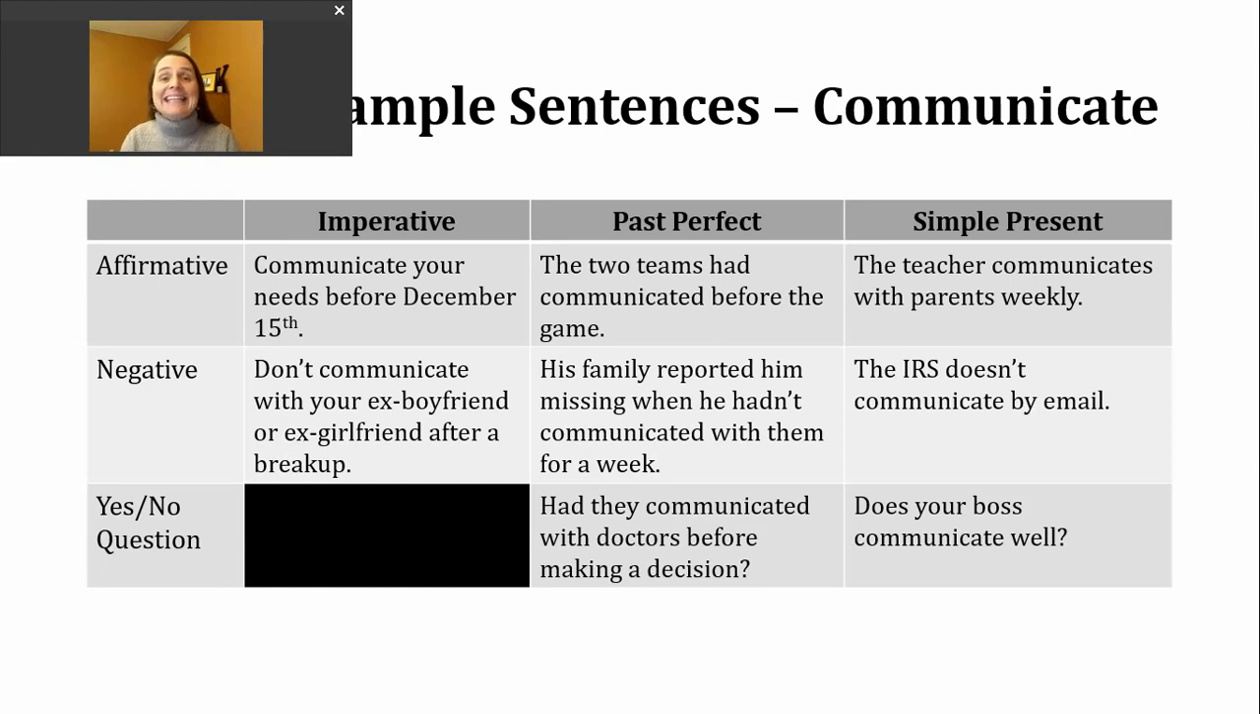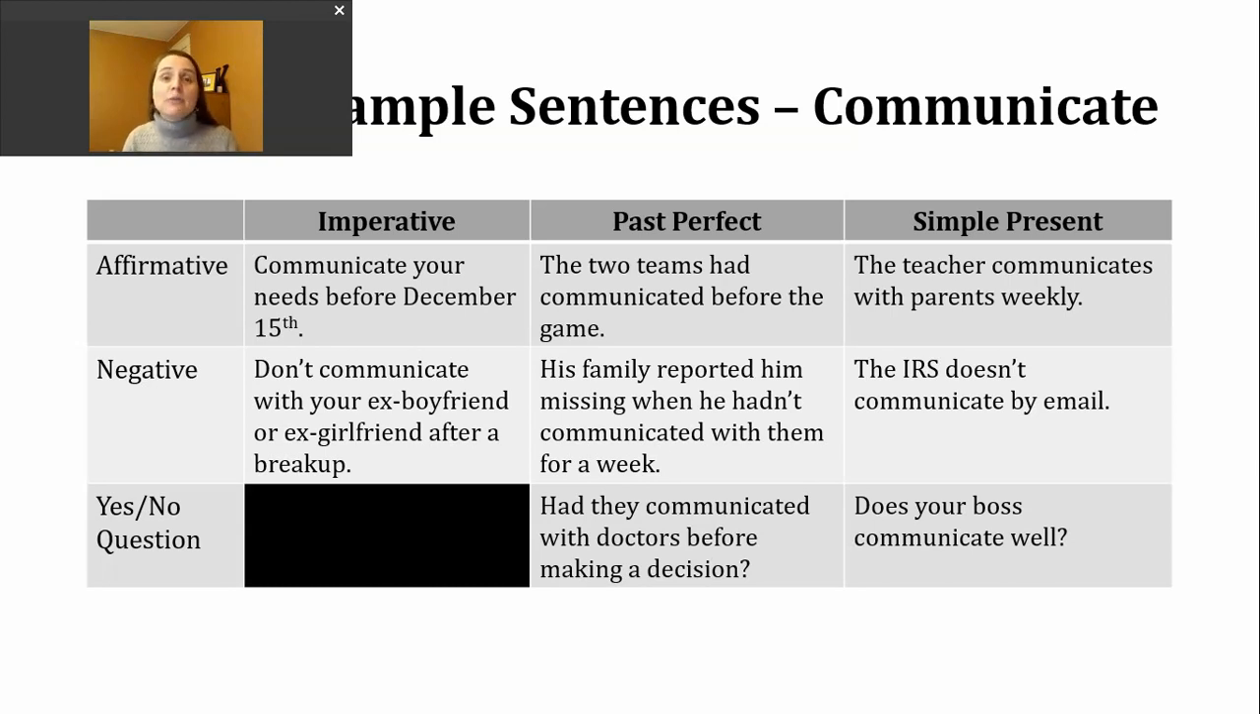If I want to make a negative past perfect sentence, I'm going to insert not after had. You might hear native speakers use the contraction form hadn't. Let's take a look at an example. His family reported him missing when he hadn't communicated with them for a week. So the thing that happened first was the not communicating. Right? The second event is the report.